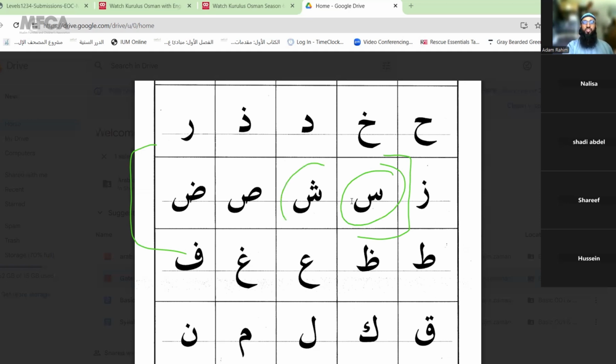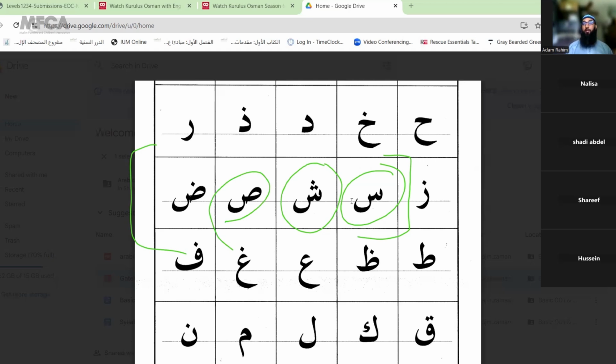Then we have letter Sheen, looks exactly like a seen. It's written exactly like a seen. We're just going to add 3 dots. The name is Sheen, also a flat sound. Sheen, sha, sha.